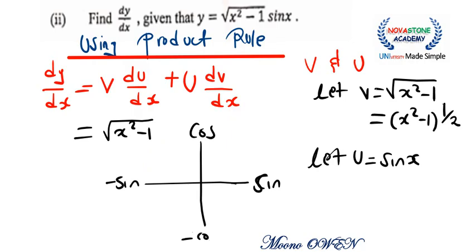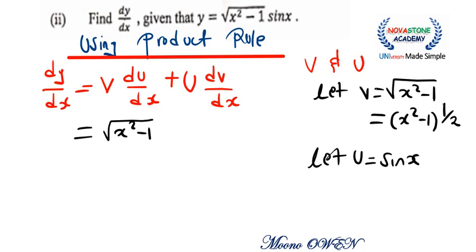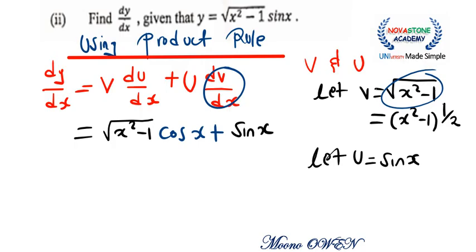So in this case, when you differentiate sine, it gives us cos. Since we're differentiating u, when you differentiate sine x, we're going to have cos x. So here I'm going to have cos x plus, I come to u. We've said u is sine x, so I write sine x. Then I differentiate the other one. What am I differentiating? I'm differentiating v. So let's differentiate that.